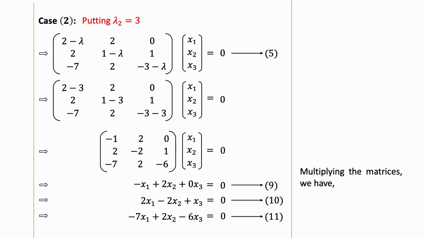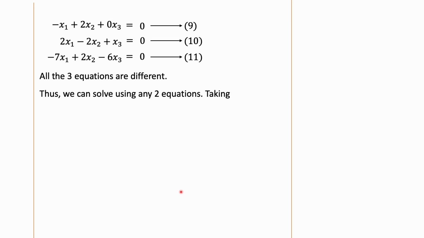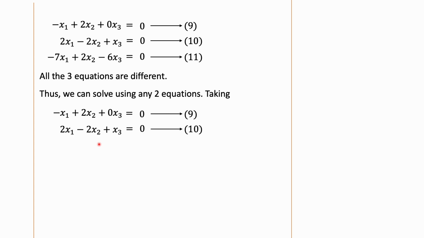So multiplying the two matrices, I have got 3 equations. Using these 3 equations, I can easily find the value of x1, x2 and x3. Here all the 3 equations are different, thus we can solve this using any 2 equations. Thereby I will just take equation number 9 and equation number 10. Again, to solve this, I will go for the cross multiplication rule.